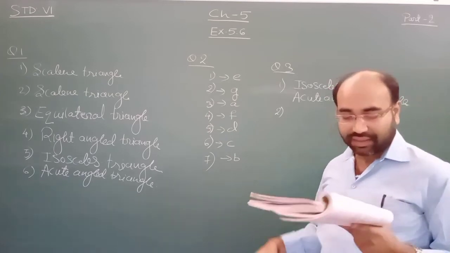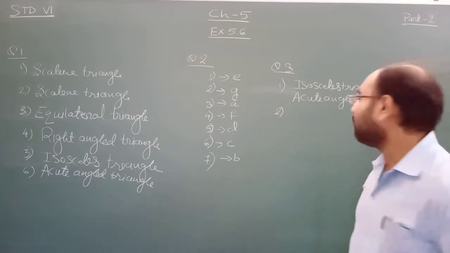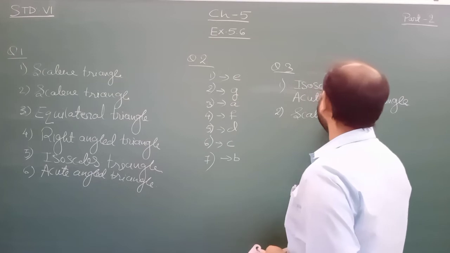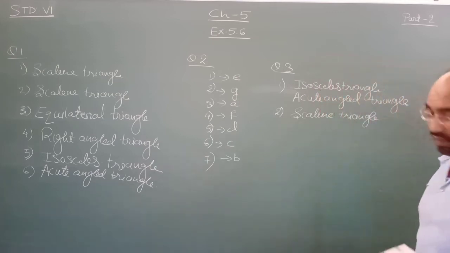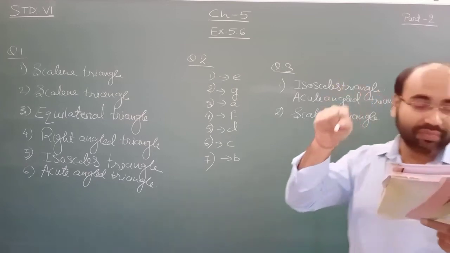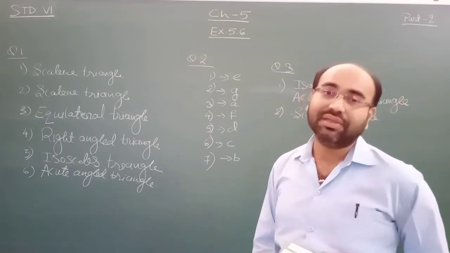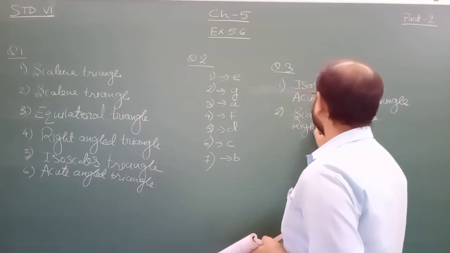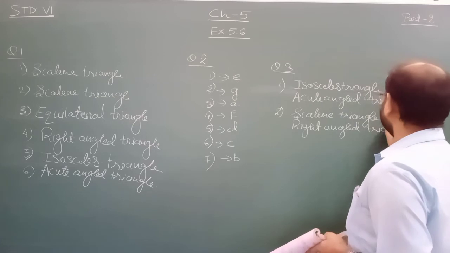How do we have to name it? Second one: we see 17, 15, 18, all three are of different length, so it is a scalene triangle. Then based on angles, look, there a box is made. What did I say? In a right angle a box is always made. It means it is a right angle triangle.